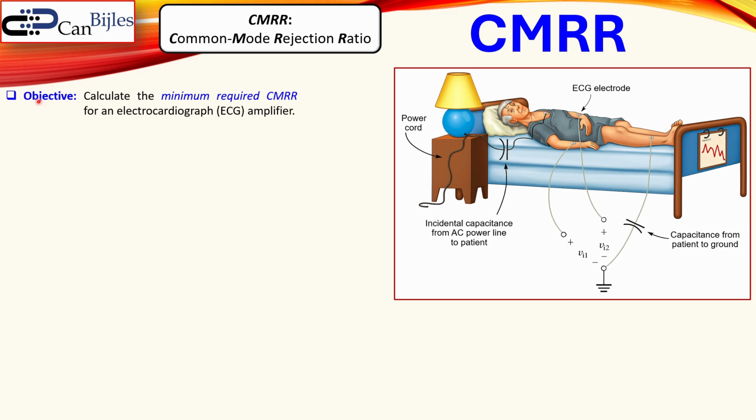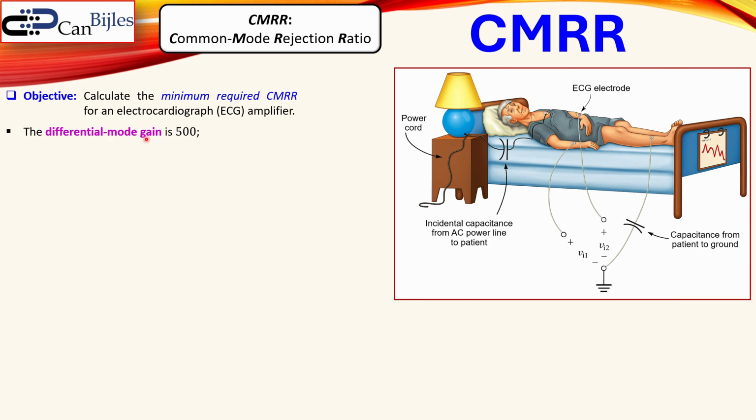Let's see another example. So we have an objective. We would like to calculate the minimum required common mode rejection ratio. So this is a design problem for this electrocardiograph amplifier. The patient is lying there and we would like to know what the performance of our amplifier must be in terms of the CMRR for a specific situation. Now that situation is the following.